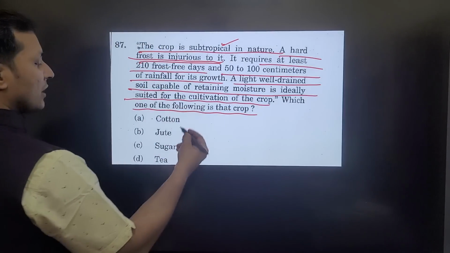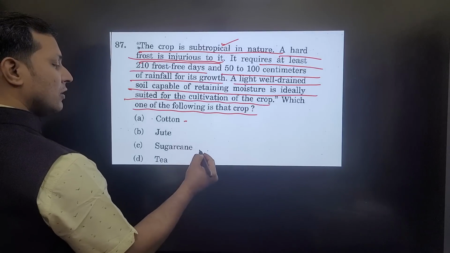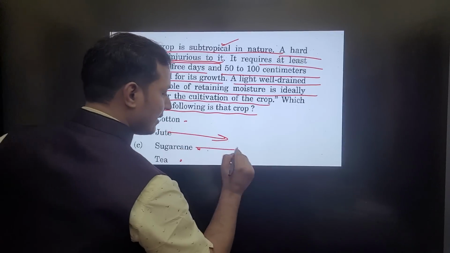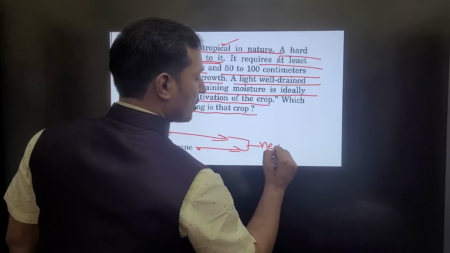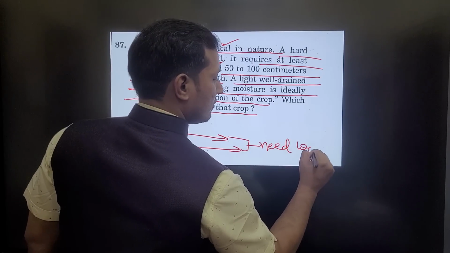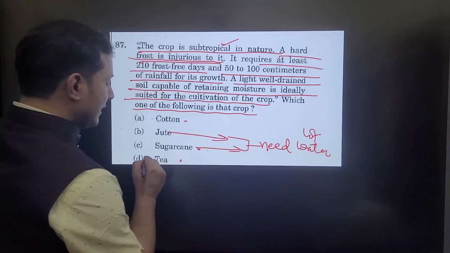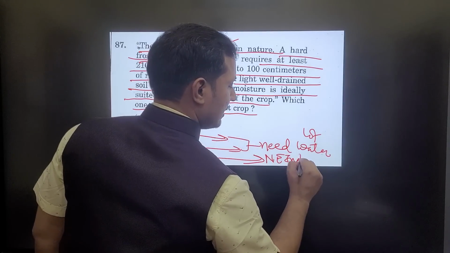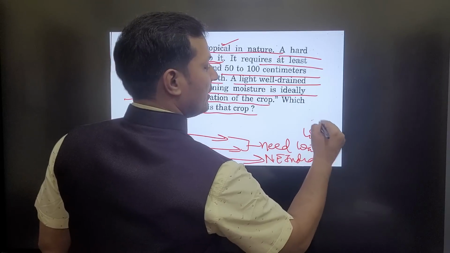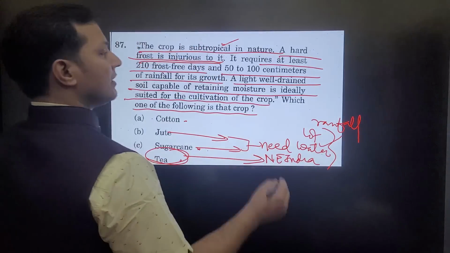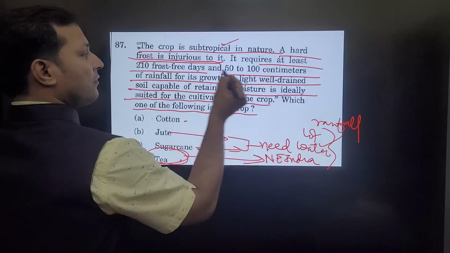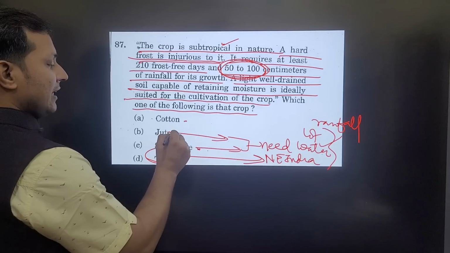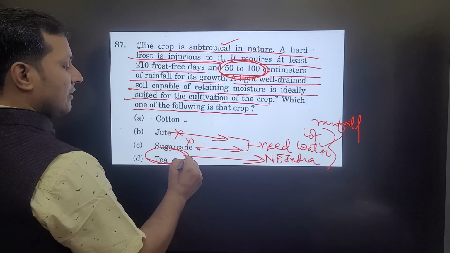Guys, if you carefully look at the options: cotton, jute, sugarcane, tea. We all know that jute and sugarcane both need a lot of water. Even tea is grown in northeast India, which requires a lot of water, heavy rainfall. So you can see here, the rainfall given is 50 to 100 centimeter only. So we can easily eliminate jute, sugarcane, and tea also.